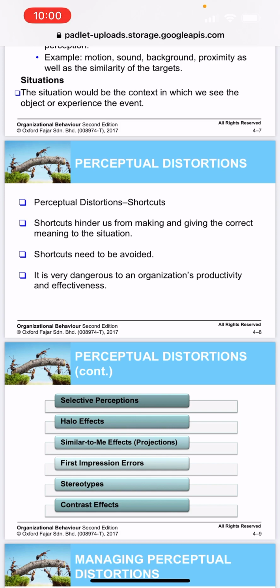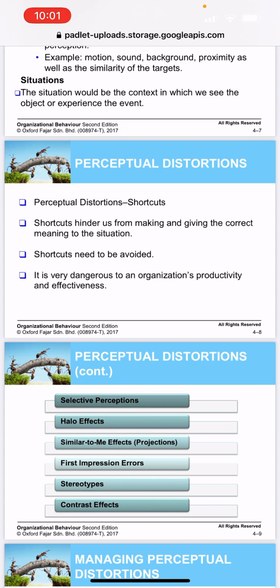Next is first impression error, which is the tendency for people to judge others based on their initial judgment of the individuals in question. This error is also known as primary effect error. So this error should be avoided by supervisors and managers who make decisions on the delegation of workload and responsibilities, as well as work performance appraisal.